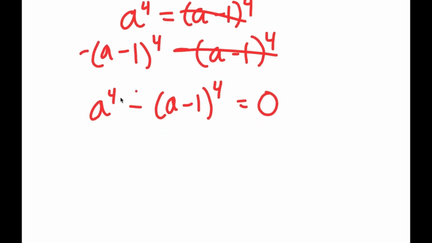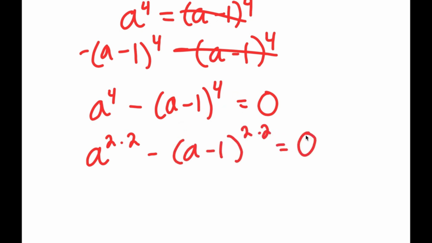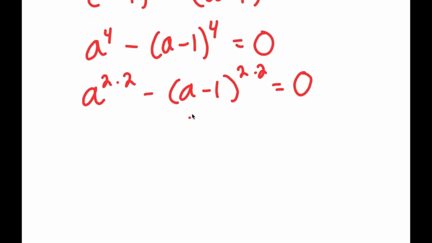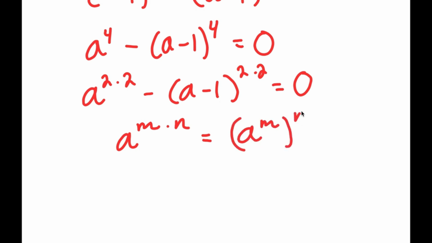Now, from here, I'm going to rewrite a to the power of 4 as a to the power of 2 times 2. And I'm going to rewrite a minus 1 to the power of 4 as a minus 1 to the power of 2 times 2. And the reason I did this is because if I have something in the form a to the power of m times n, this is equal to a to the power of m to the power of n.